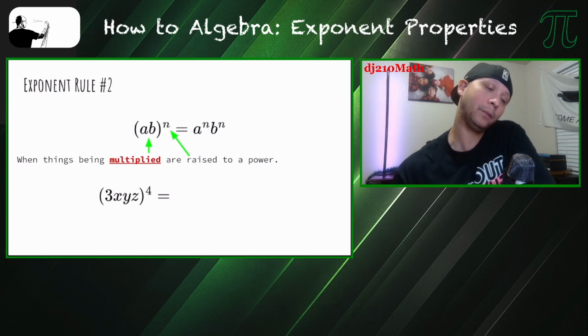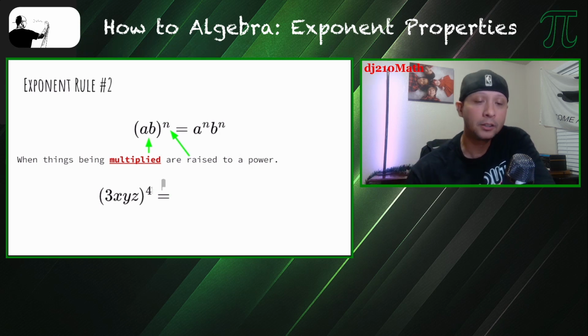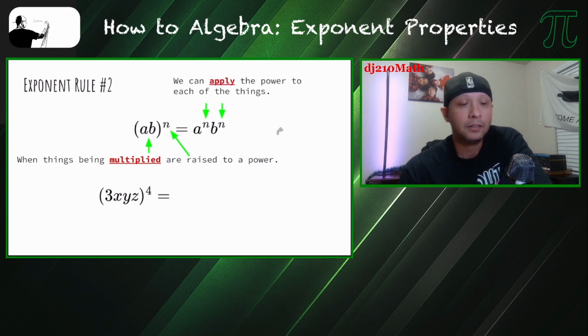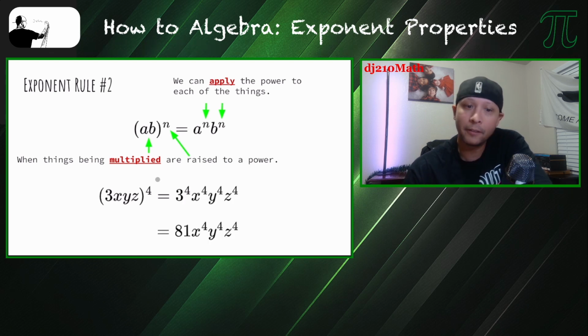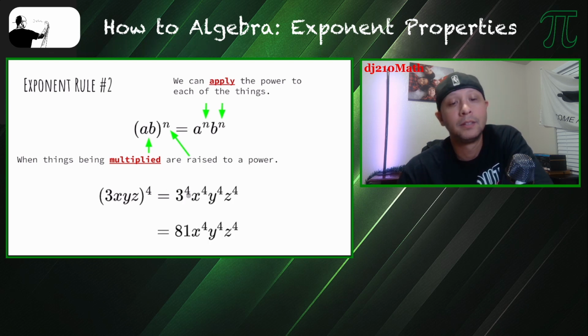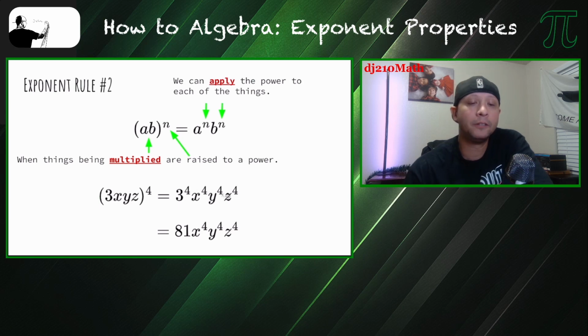So in the example here, we have 3xyz, all to the 4th power. So we can actually apply the power to each of the things. So we're going to have 3 to the 4th power, x to the 4th power, y to the 4th power, z to the 4th power. The only thing we can simplify here is 3 to the 4th power, which is 3 times 3 times 3 times 3, is 81.